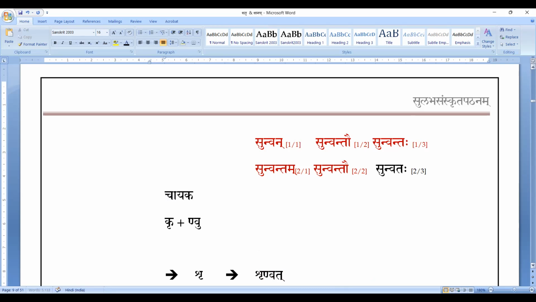Kru plus nul. Nul is a nit pratyaya. Nit pratyaya will cause vriddhi. Kru will become kar. And the content of nul, U, will be replaced by aka. Therefore, what you get? Karaka. That's why you get karaka. Understand? What is the meaning of karaka? The one who does is called karaka. In bhave also we can say karakani, karakam karake karakani, the factors of action.